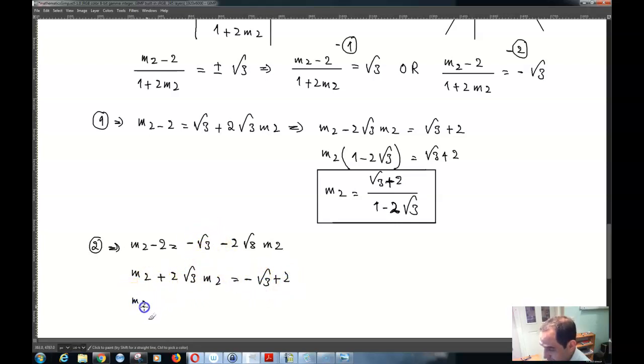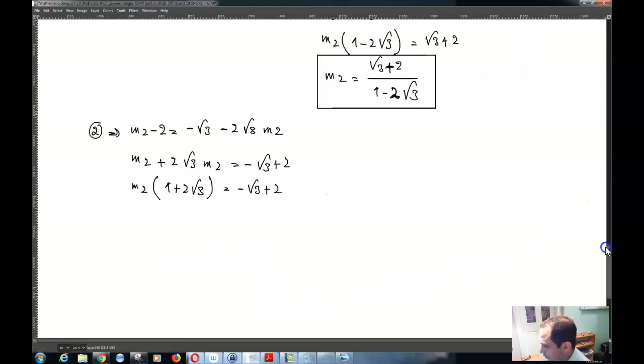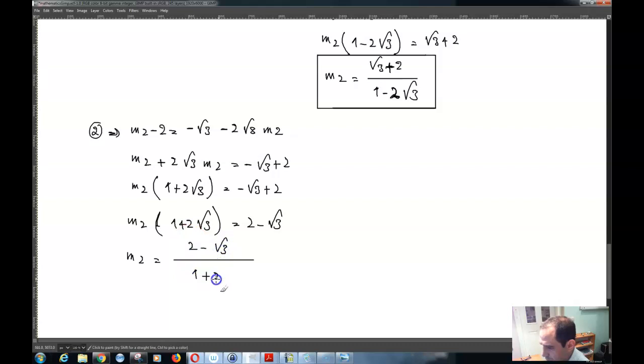And so if I take an m2 out here, I will get 1 plus 2 times the square root of 3 is equal to negative square root of 3 plus 2. Or I can write this as m2 times 1 plus 2 times square root of 3 is equal to 2 minus the square root of 3. This way is better. And m2 is equal to basically 2 minus the square root of 3 over 1 plus 2 times the square root of 3. And that is another value for m2.